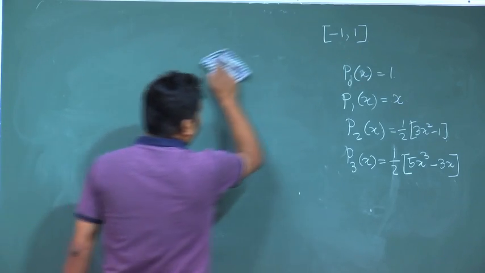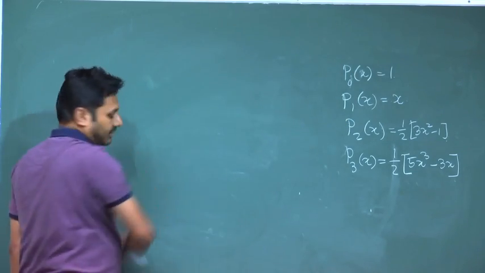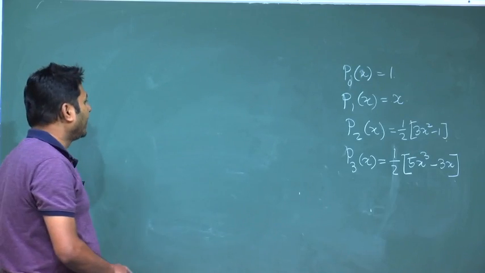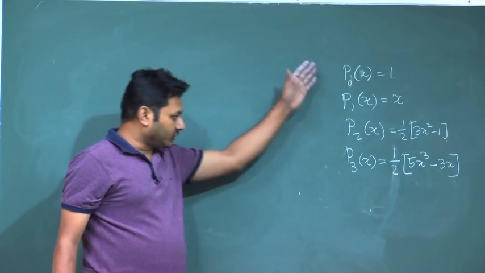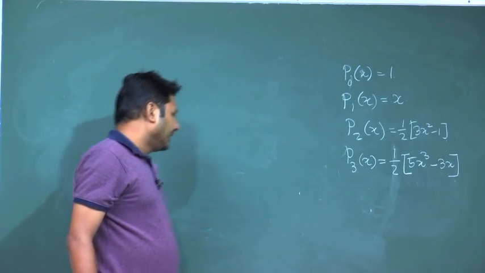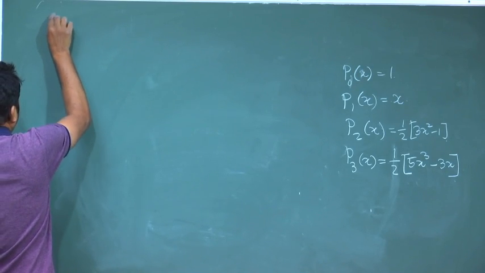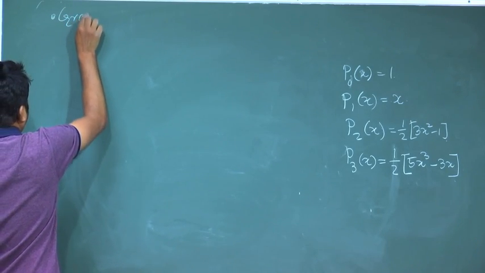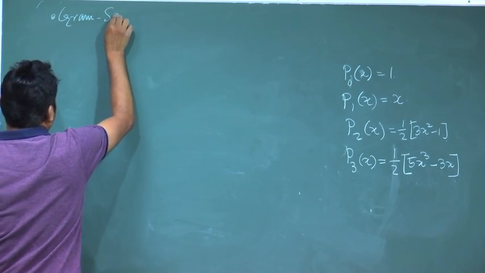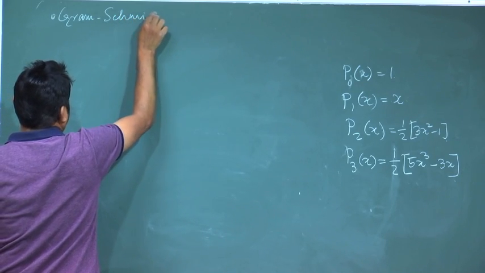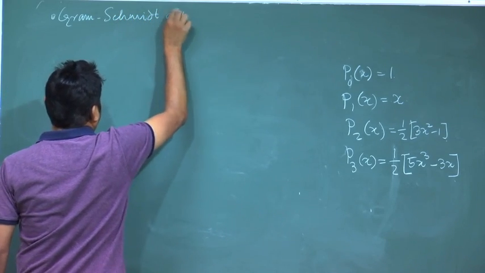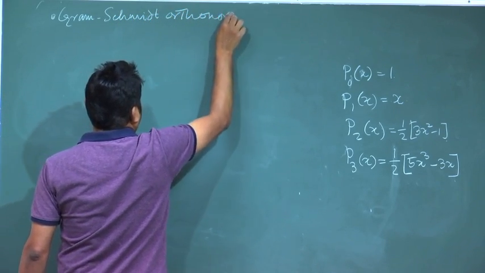There is actually another way to find out whether they are forming an orthonormal basis or not, and this I have already described, which is called Gram-Schmidt orthonormalization.